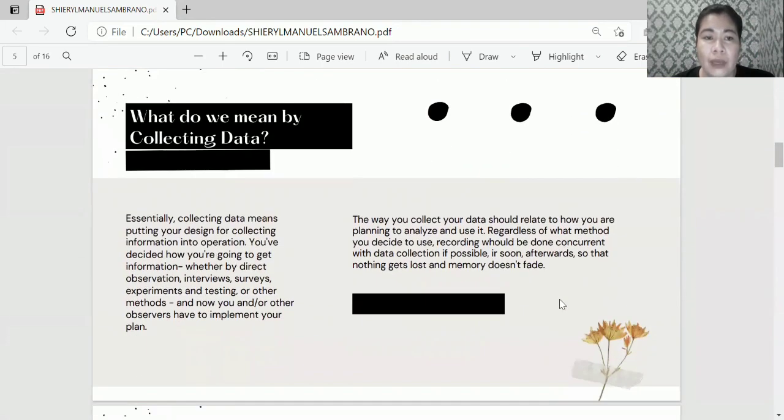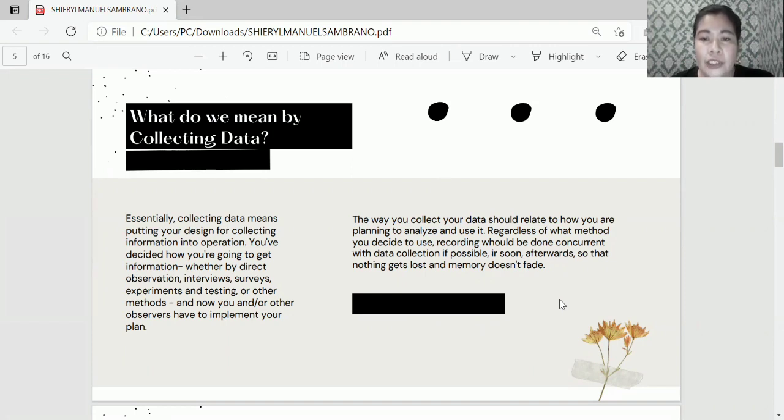Next is, what do we mean by collecting data? Essentially, collecting data means putting your design for collecting information into operation. You've decided how you're going to get information, whether by direct observation, interviews, surveys, experiments, and testing, or other methods. And now, you and or other observers have to implement your plan.